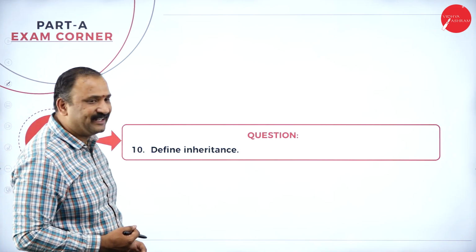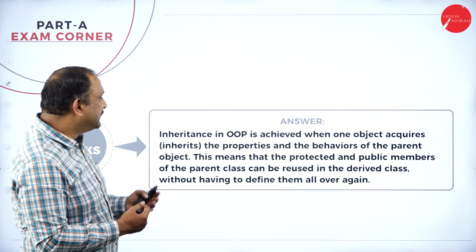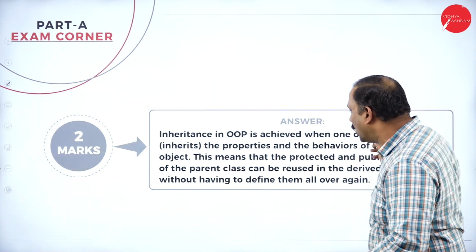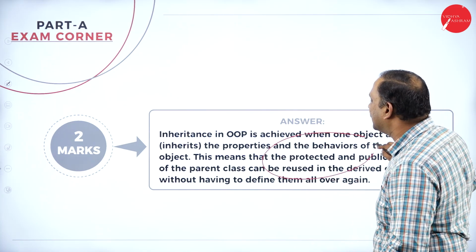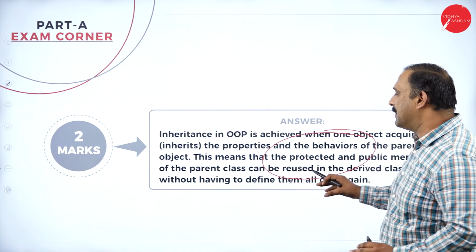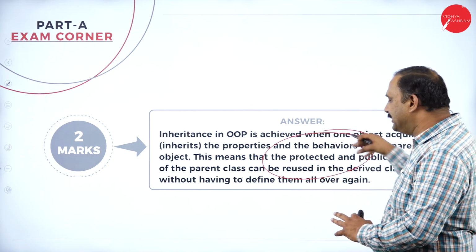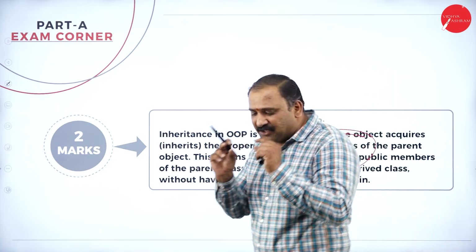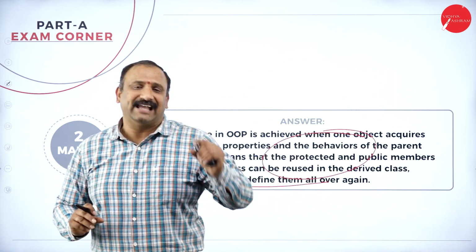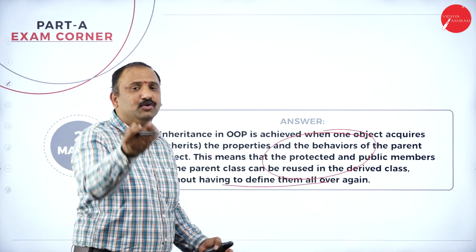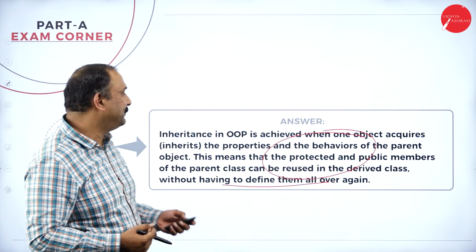Now, define inheritance, which comes into the picture. Inheritance is an object-oriented concept. It's a process where the object acquires the properties and behaviors of the parents. This means that the protected and public members of the parent class are reused from the derived class without having to define them again and again. You don't have to go and define how it is happening, why it is happening, when it is happening, because it's already there. You just have to inherit that function and keep testing.